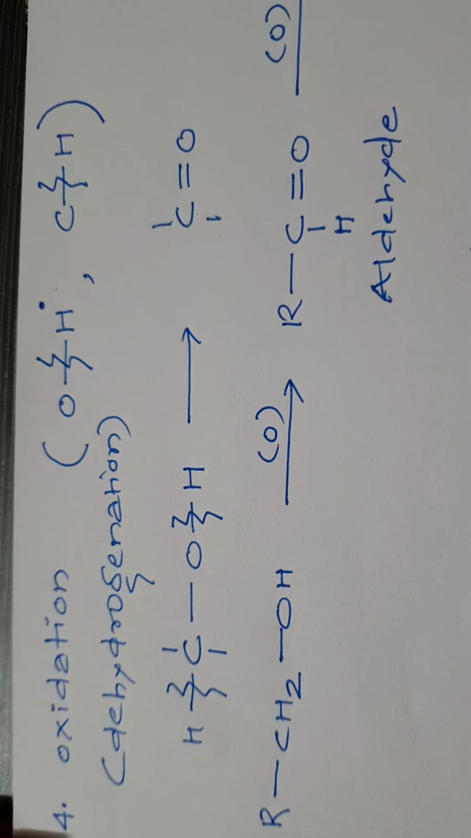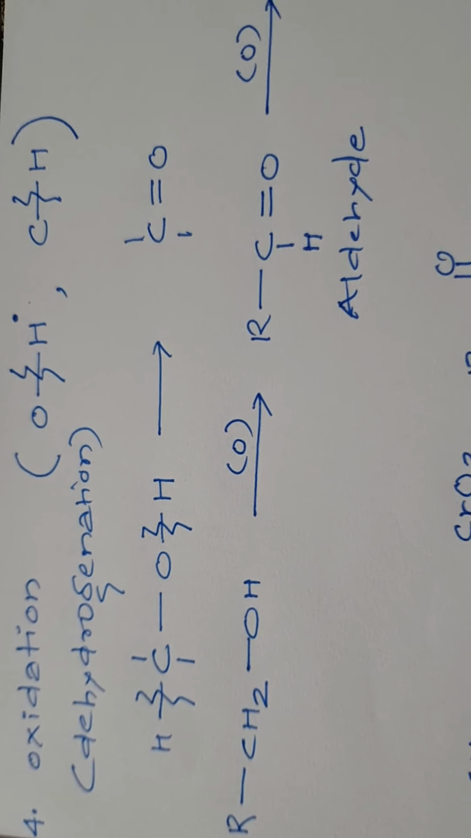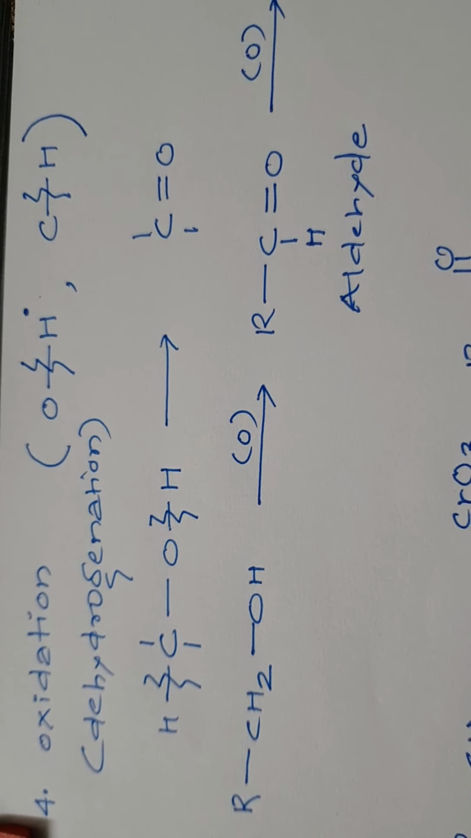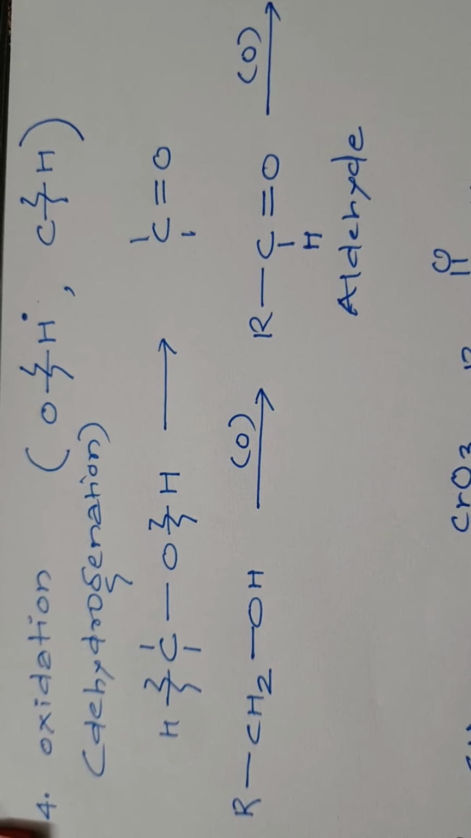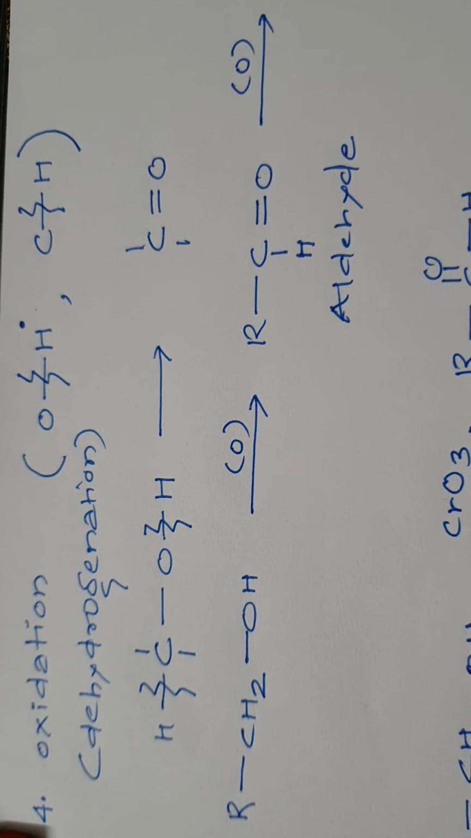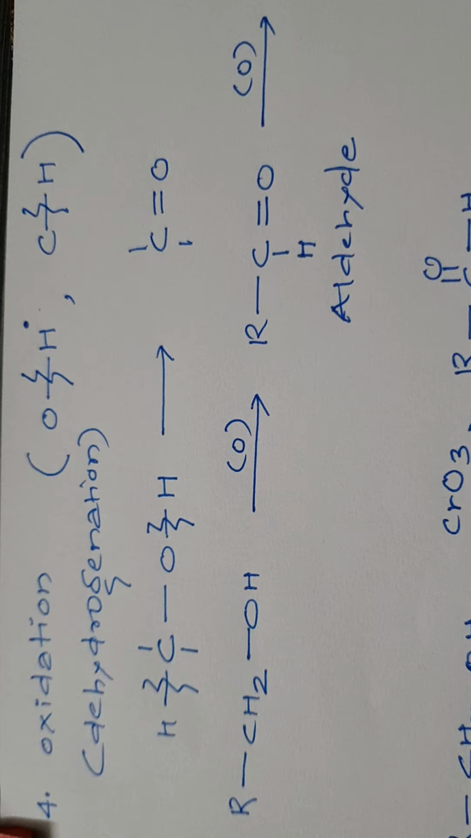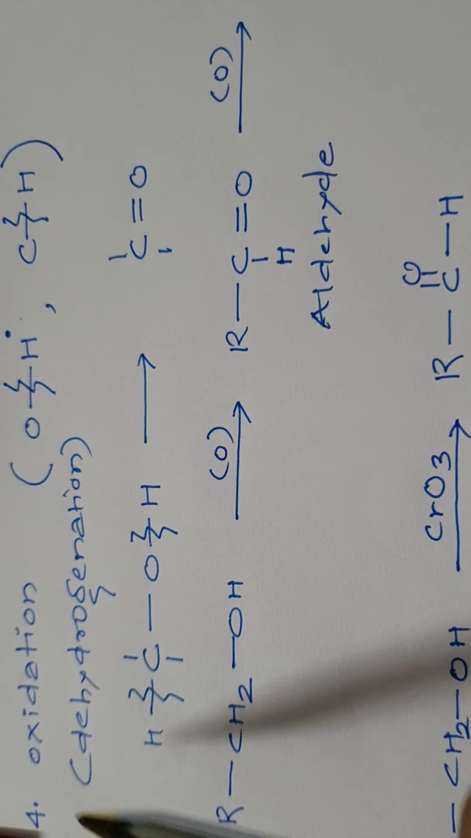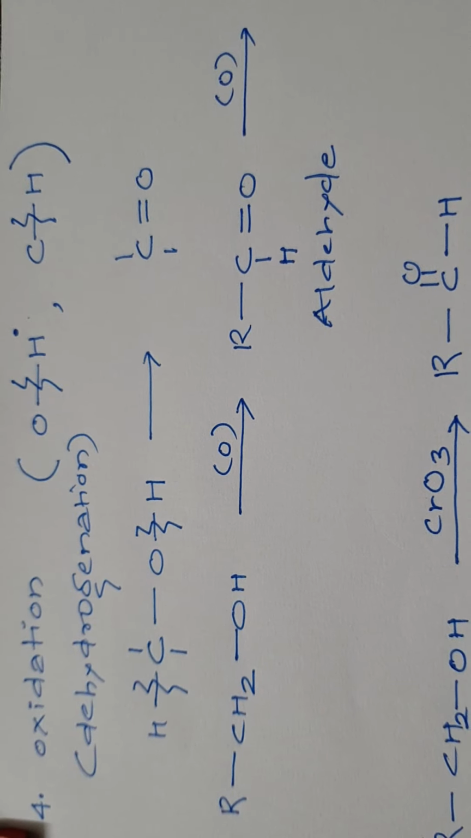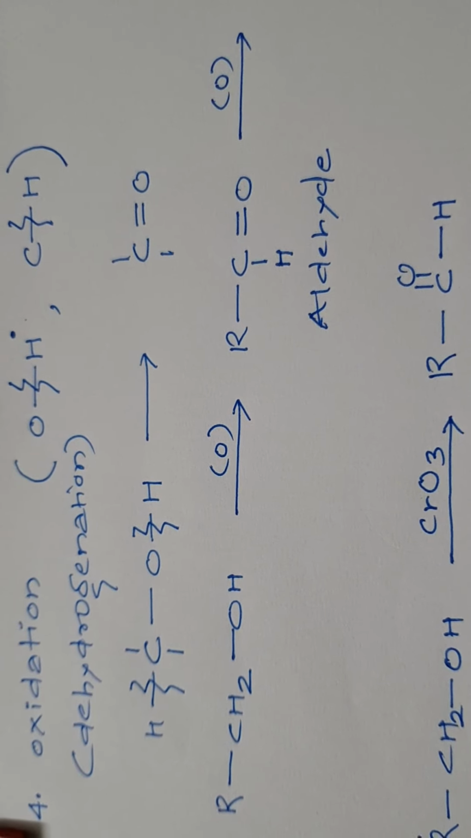Let us see the fourth set of chemical reactions, in which we are going to study the oxidation of alcohols. Now, when we study oxidation, oxidation is nothing but removal of hydrogen. In this case, we can also see it being referred to as dehydrogenation.